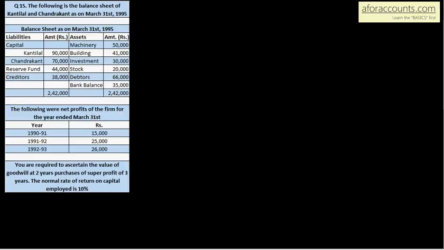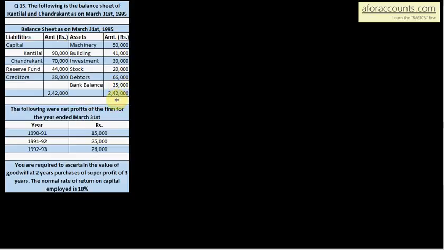Next question on valuation. See, the balance sheet is given in this question. The following is the balance sheet of Kantilal and Chandrakant on 31st March 1995. Capital is given: Kantilal 90,000, Chandrakant 70,000, reserve fund 44,000 and creditors 38,000, total 2,42,000. Here the assets: machinery 50,000, building 41,000, investments 30,000, stock 20,000, debtors 66,000 and bank balance 35,000.